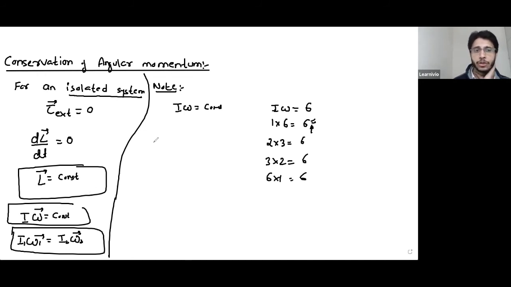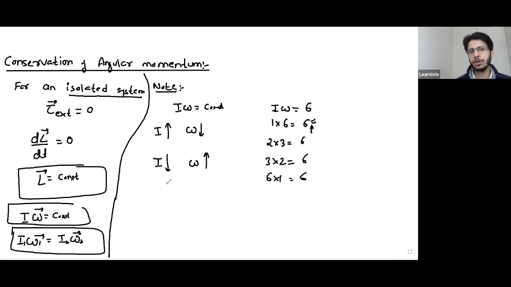So when I'm saying that I into omega is constant, I'm not saying that I is not changing, and I'm not saying that omega is not changing. I can change, omega can change, but I into omega will not change. It will remain constant. So if I'm increasing moment of inertia, then angular velocity will decrease. If I'm decreasing moment of inertia, then angular velocity will increase. This is what we mean by I into omega is constant.